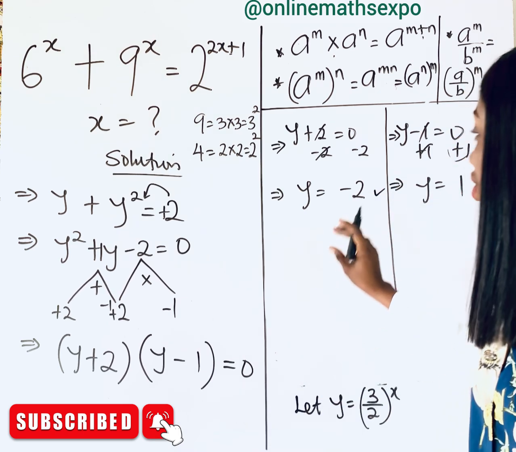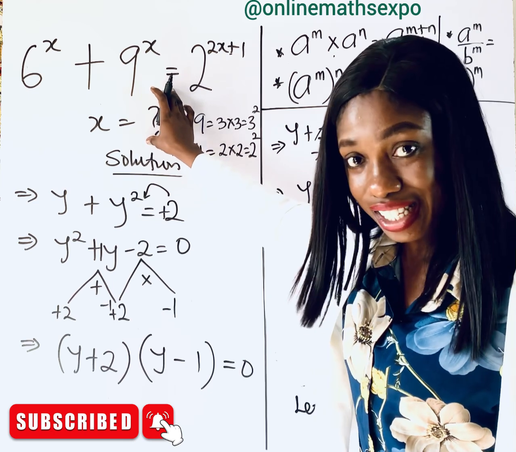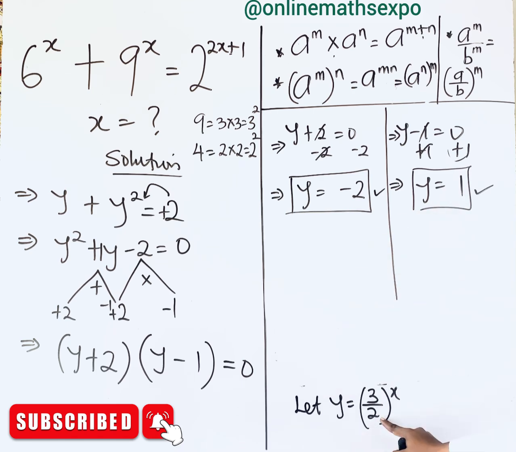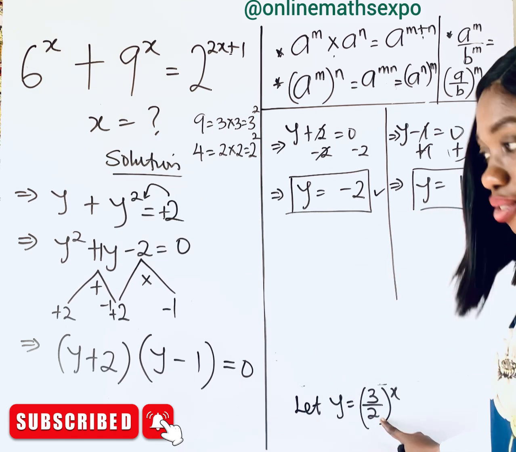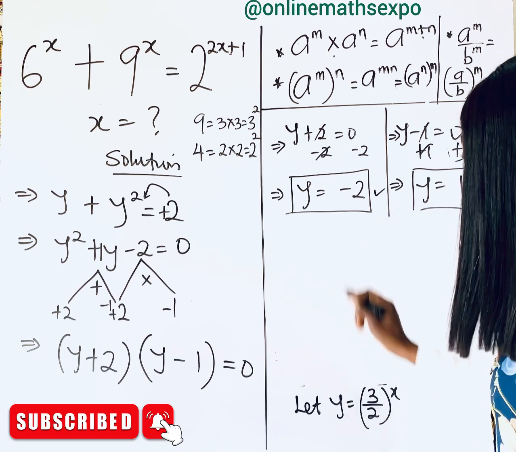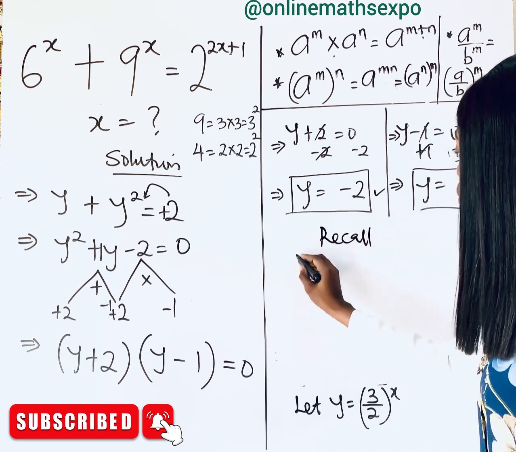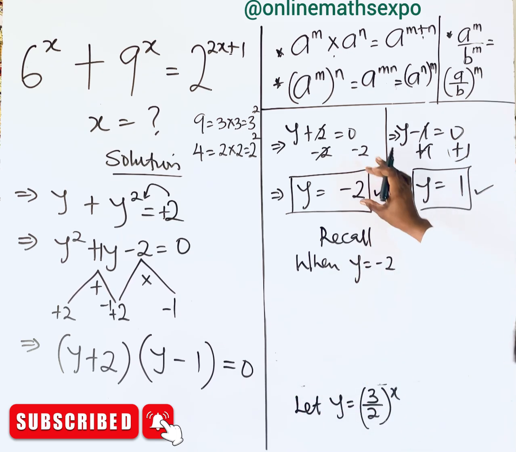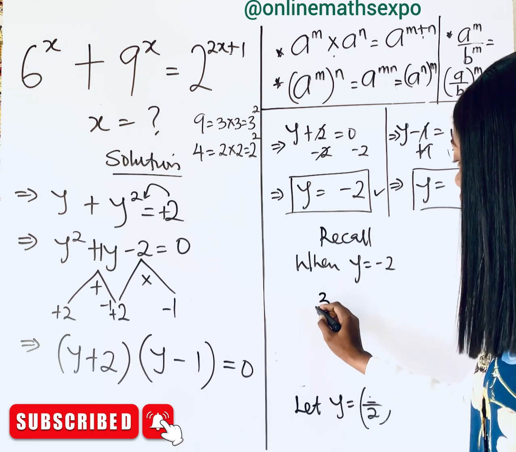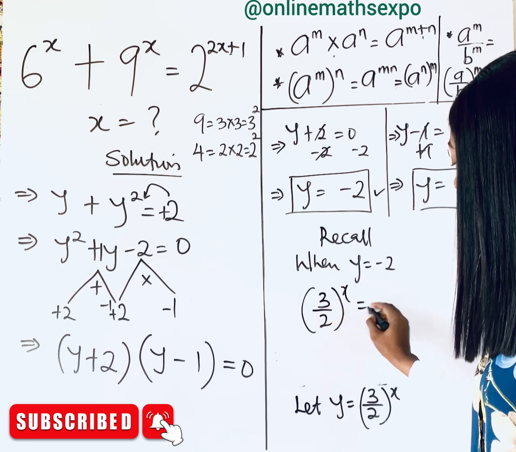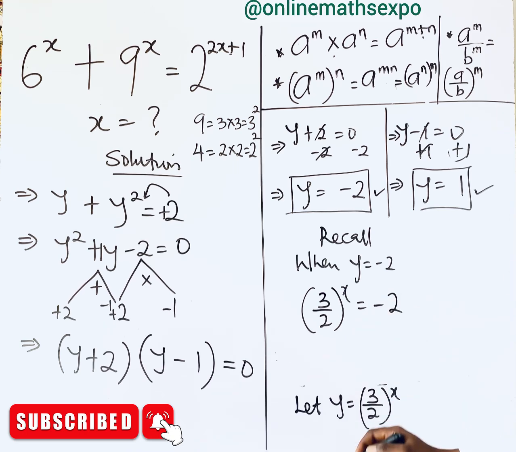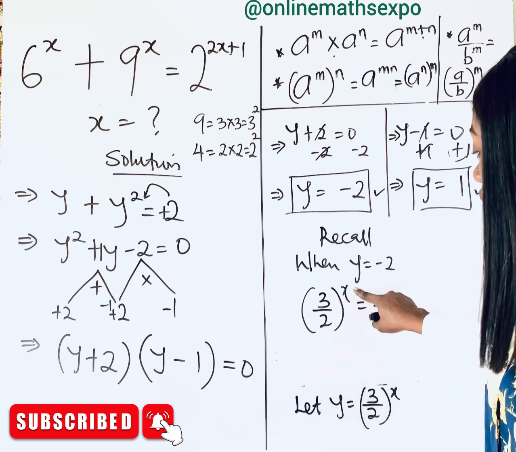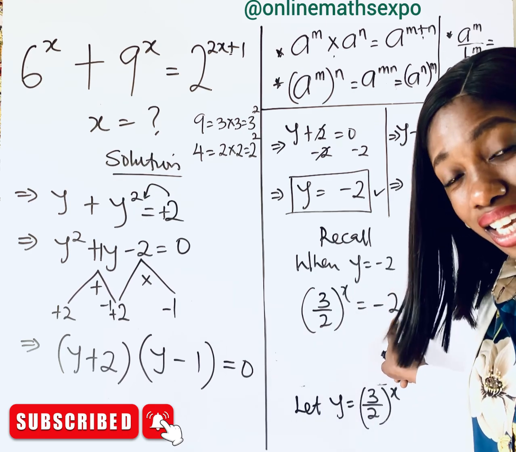But remember, we are not to get y, our target is on x. So what do you do with these two values? Remember you made the statement that your y is 3 over 2 raised to power of x. So recall that when y is negative 2, what we have here is 3 over 2 to the power of x is equal to y, and y is negative 2.